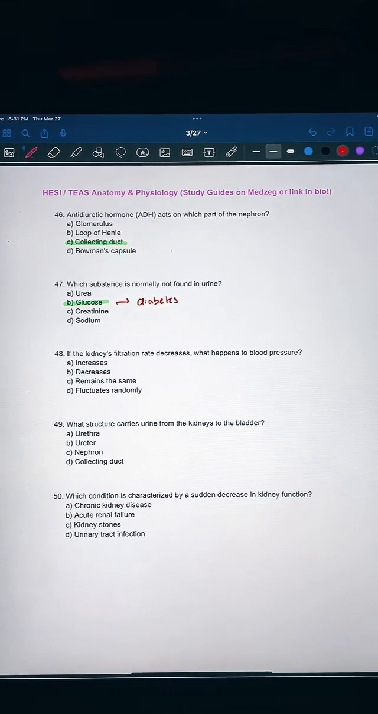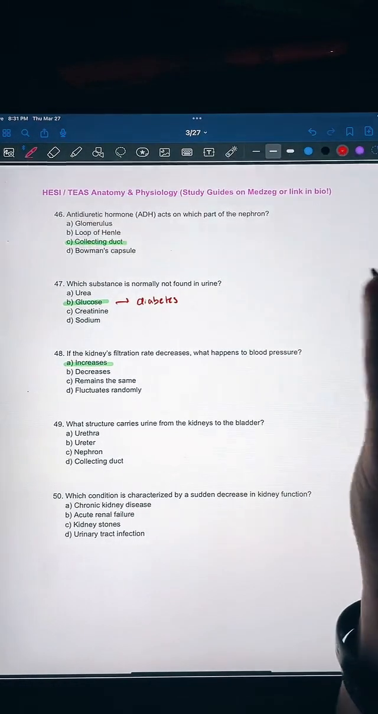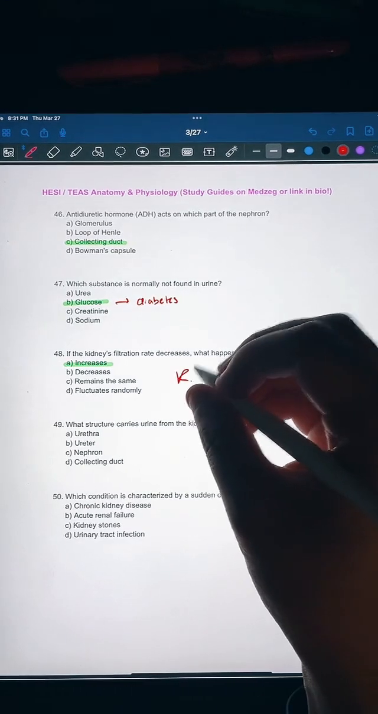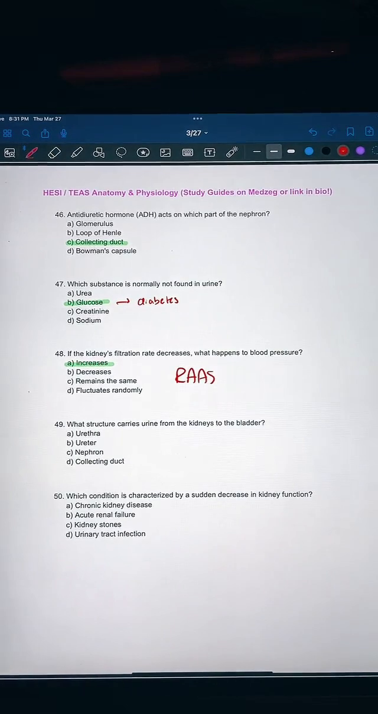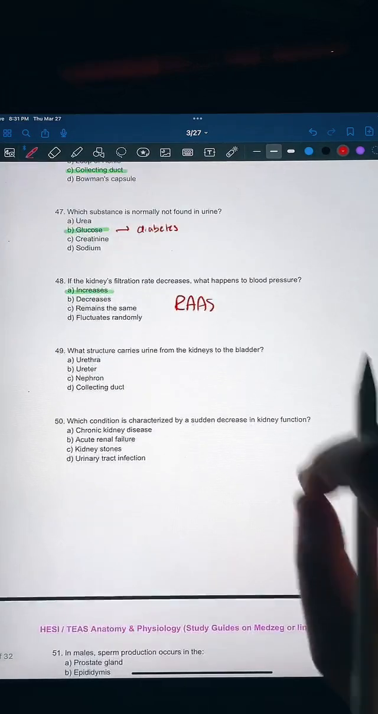Number 48, if the kidney's filtration rate decreases, what happens to blood pressure? It is going to increase. It's because a reduced filtration rate would lead to fluid retention, and it would increase our blood pressure due to the activation of the renin-angiotensin-aldosterone system. So that's a terrible word to say. The renin-angiotensin-aldosterone system.